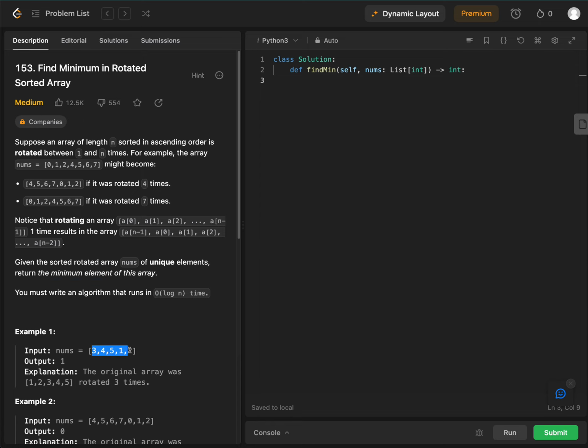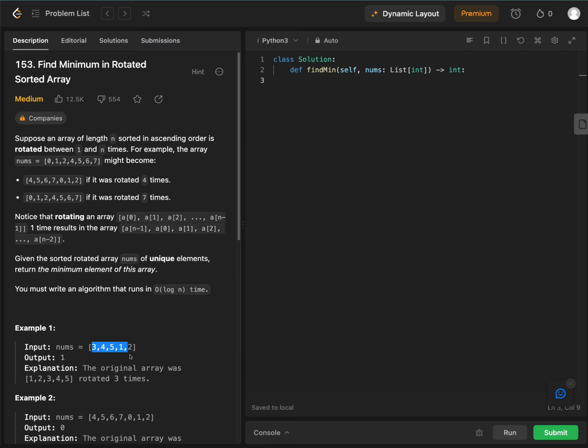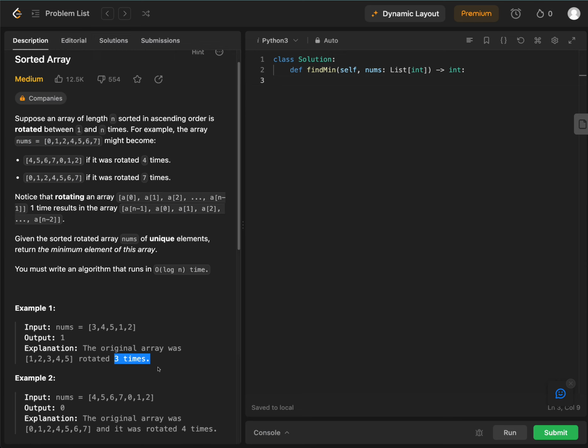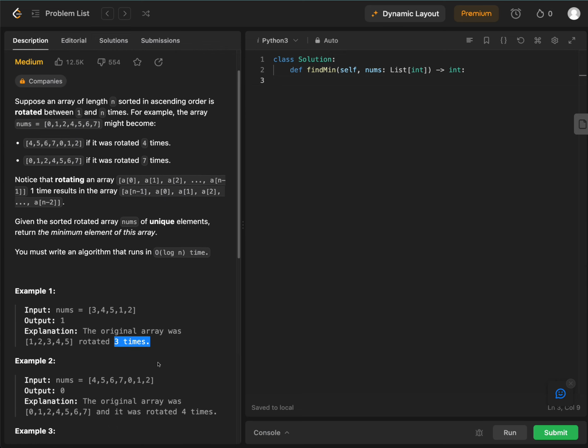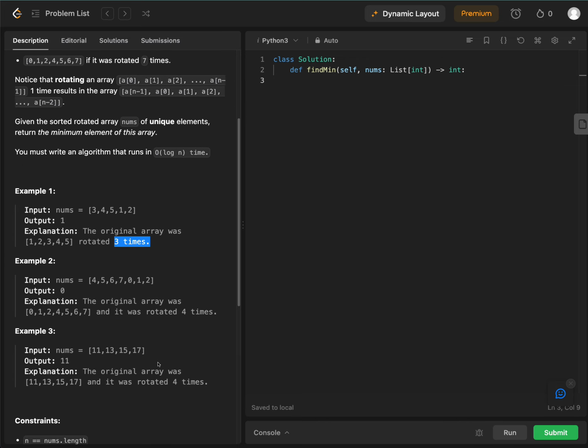So for example, we are given here 3, 4, 5, 1 and 2, but we don't know that this is rotated 3 times. Okay, and this as well, we're given this array, we don't know that it's rotated 4 times, but however we are supposed to find the minimum nonetheless.